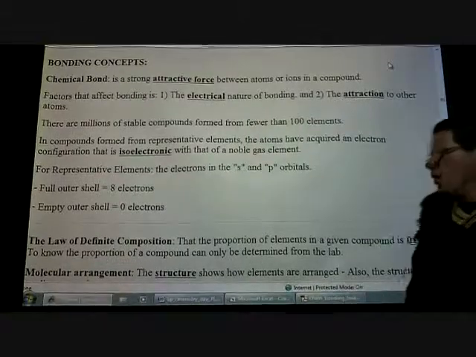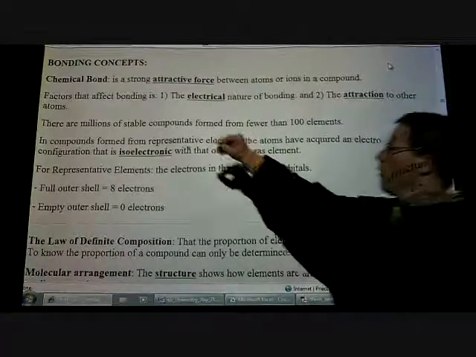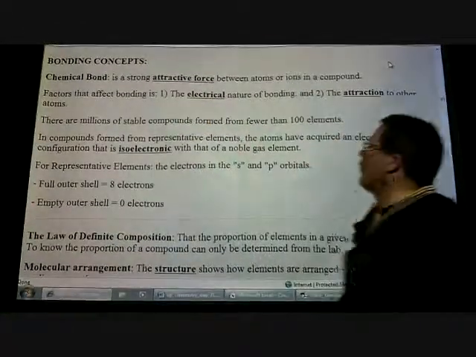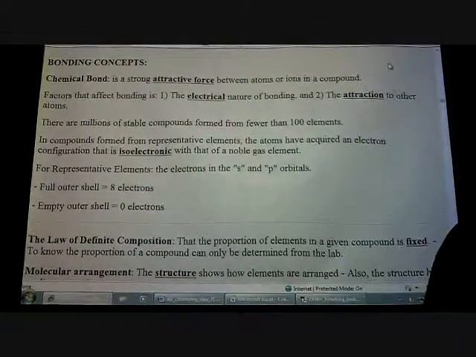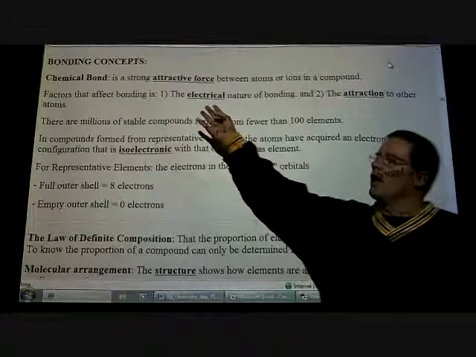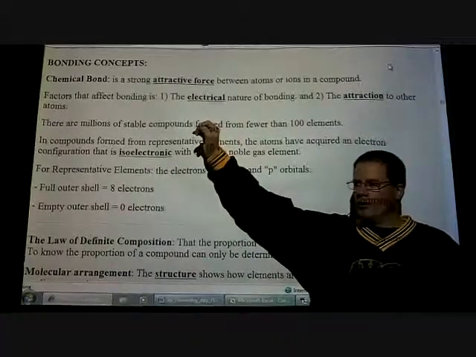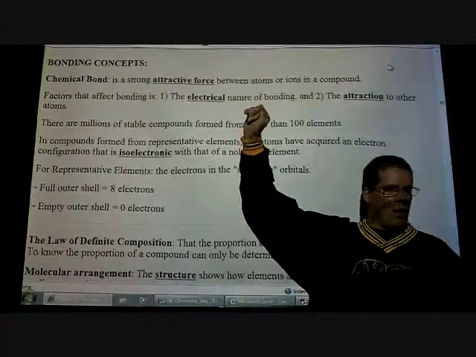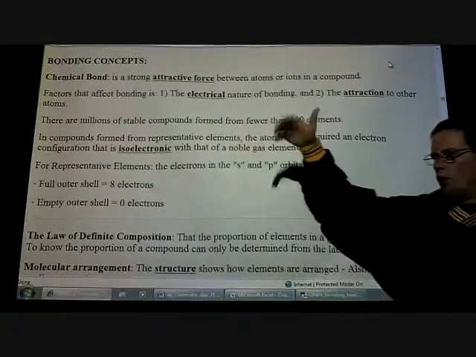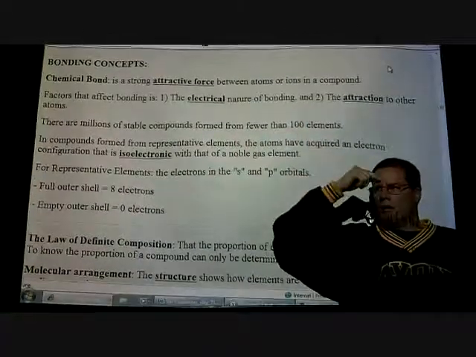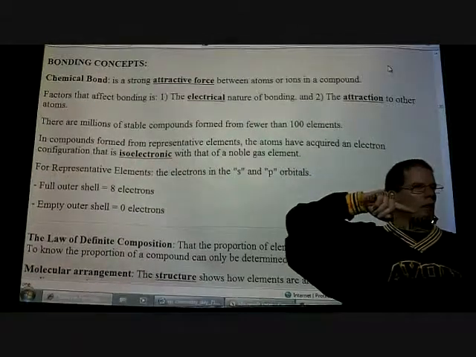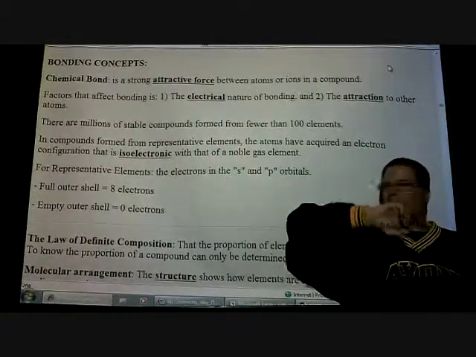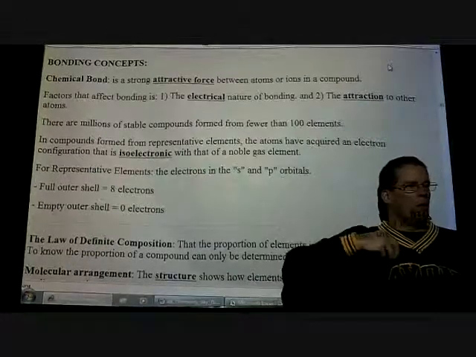And we'll talk about the strength of these bonds as we go on. So again, a chemical bond is nothing more than a strong attractive force between atoms or ions in a compound. Factors that affect the bonding: its electrical nature. So again, when we talk about ionic compounds, we did that before the break. Are there sharing of electrons in an ionic bond? In other words, a metal does what to its electrons? Gives them away, and the non-metals take them.